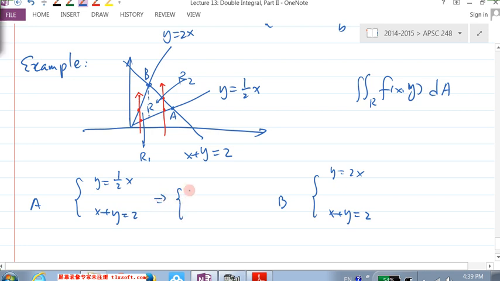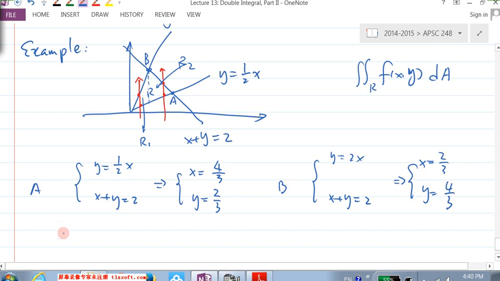And x for A is going to be 3 over 4, y is 2 over 3. And for B, x is 2 over 3, y is 4 over 3. Sorry, no, this is 4 over 3. So that's the coordinates for A and B. Now let's put down these double integrals.